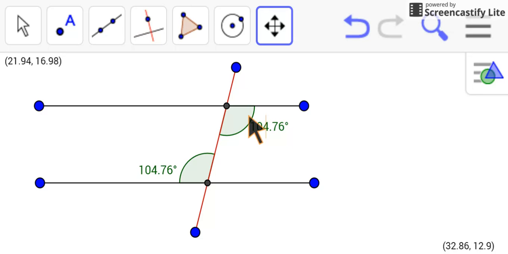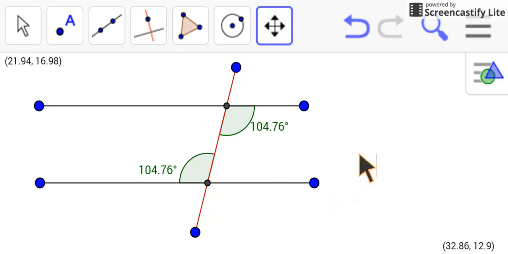Now, these are congruent angles because of where they lie. If I had these, these could also be alternate interior angles. They would also be congruent. Would be the same measurement.